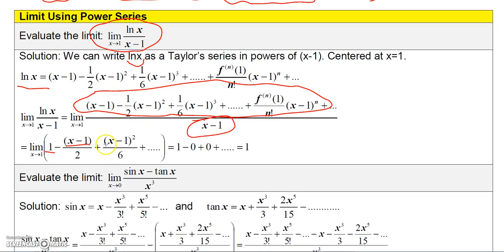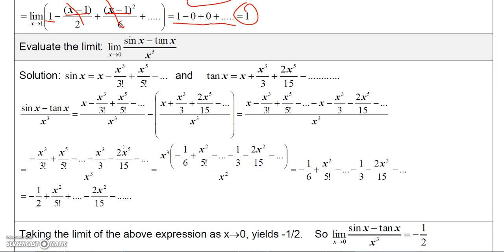But if you divide all the other terms by x minus 1, you're actually going to have a factor of x minus 1 in all the other terms. So when you take the limit of this as x goes to 1, then all these other terms become 0, and all you end up with is the 1. So therefore, the limit would be 1 minus 0 plus 0, and so on, which is just going to be 1.